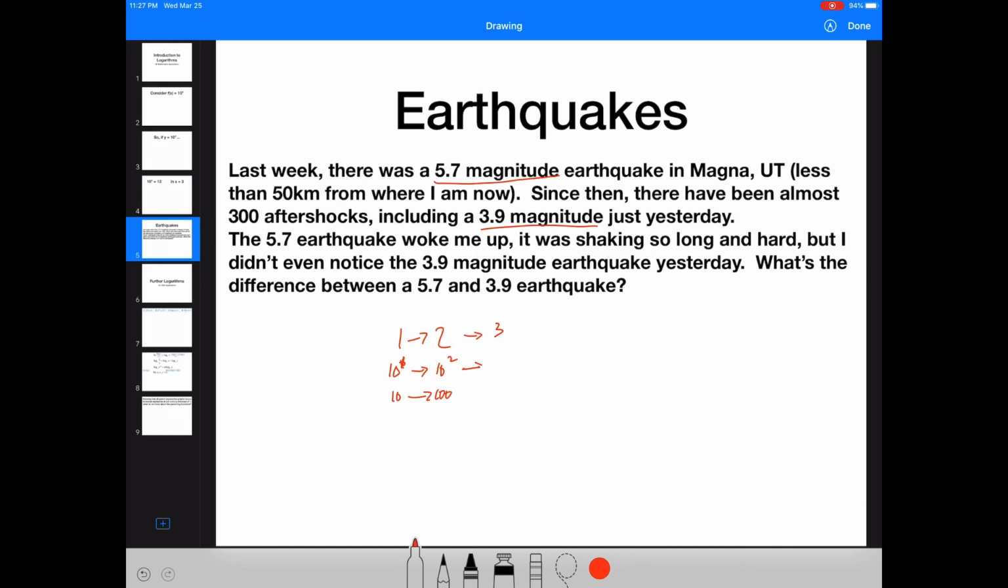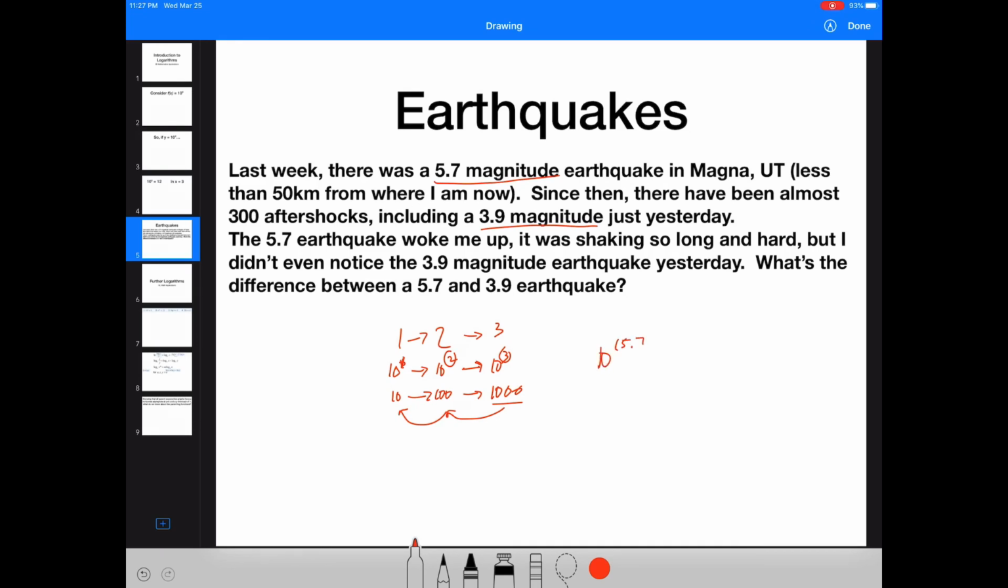When I go from 2 to 3, that then becomes 10 to the third power, which means the actual strength is 1,000, which means it's 10 times stronger than the 2, and it's 100 times stronger than the 1. Okay, so you can see the patterns here and how this connects into that idea of the exponentials and the logarithms. So if I want to know what's the difference between a 5.7 and a 3.9, what I'm going to do is find the difference in the powers here, right?